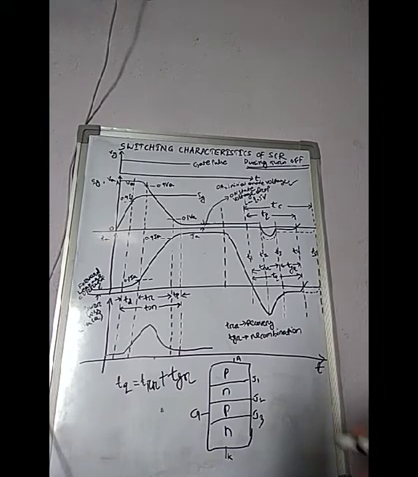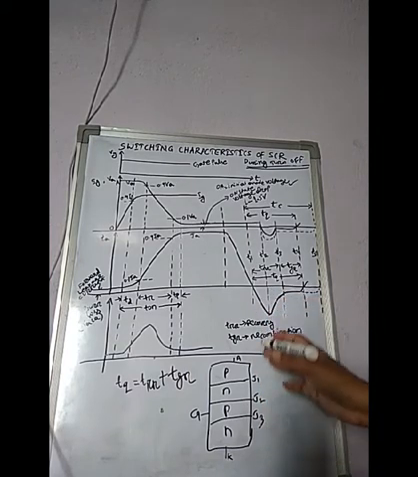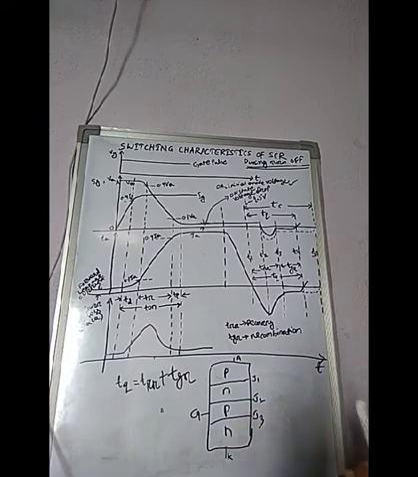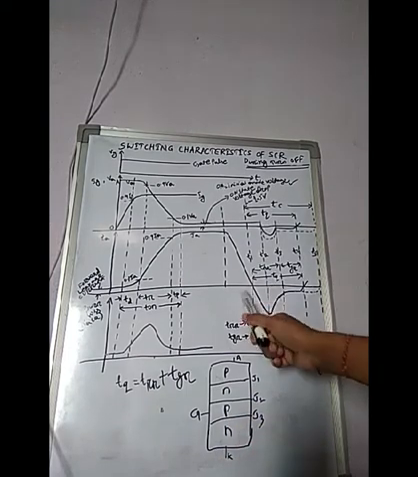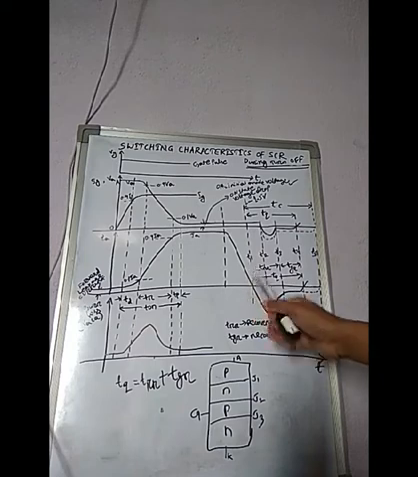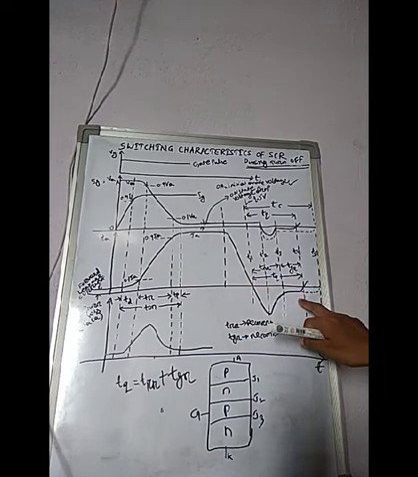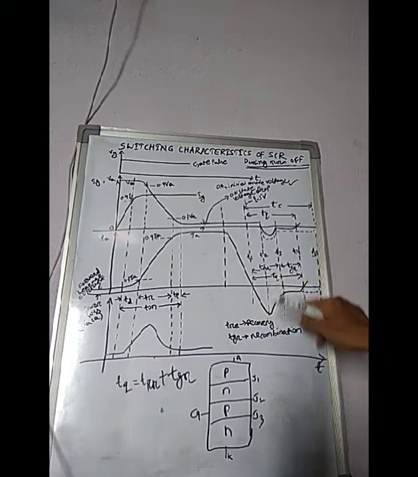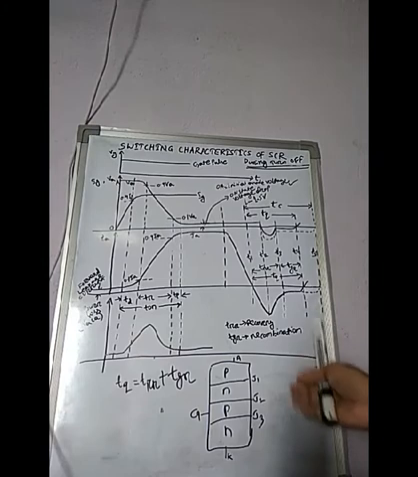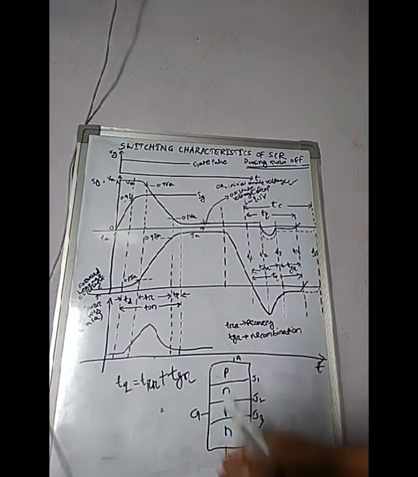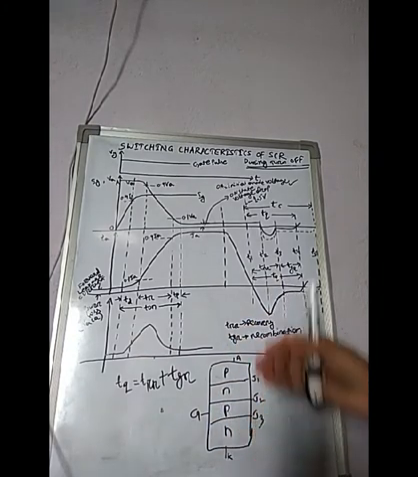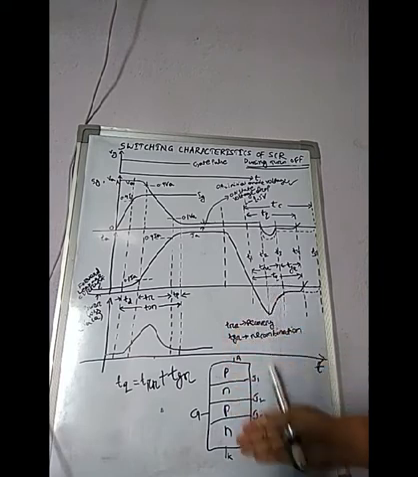So, thyristor turn-off time, what happens during this time? The thyristor turn-off time is the time between the instant the anode current becomes zero and the instant when the thyristor regains its forward blocking capability, this point. And during this time, the excess carriers from the four layers are removed.